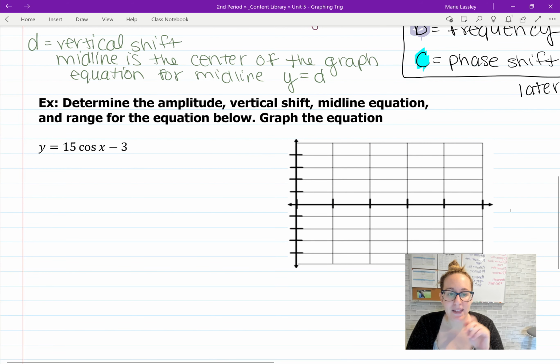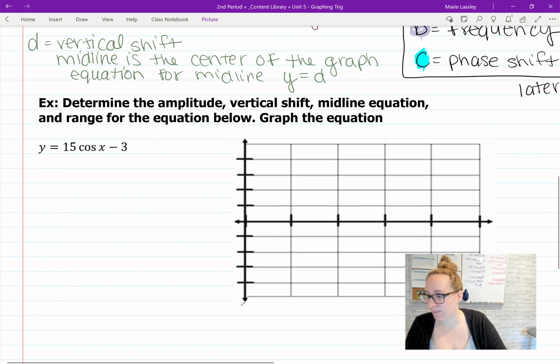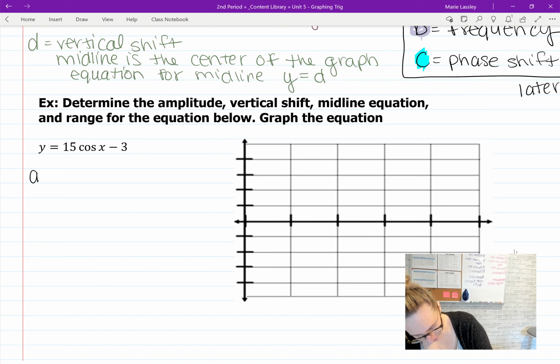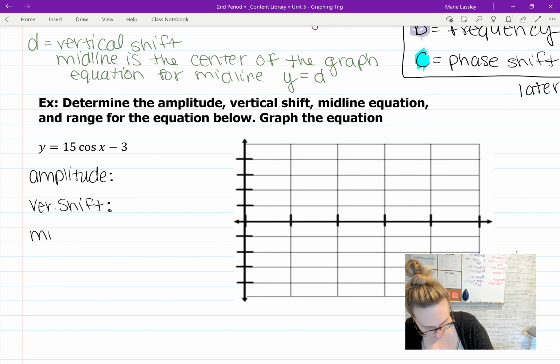It says determine the amplitude, vertical shift, the midline equation, and the range for the equation below, and then we want to graph it. I'm going to make this a little bit bigger. There we go. First off, let's just write that out. So amplitude, then vertical shift, midline, and then range.